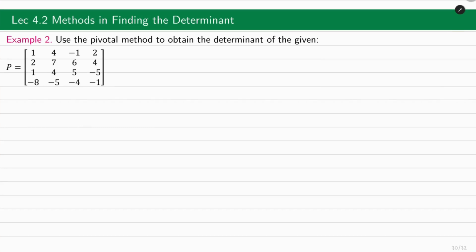Next problem, we have the same example, the determinant P. The answer here is negative 1518, so that is what our answer should come out to be. Here we have a 4 by 4, so we are going to reduce this using the pivotal method. Equals, now we can apply the pivotal method here.